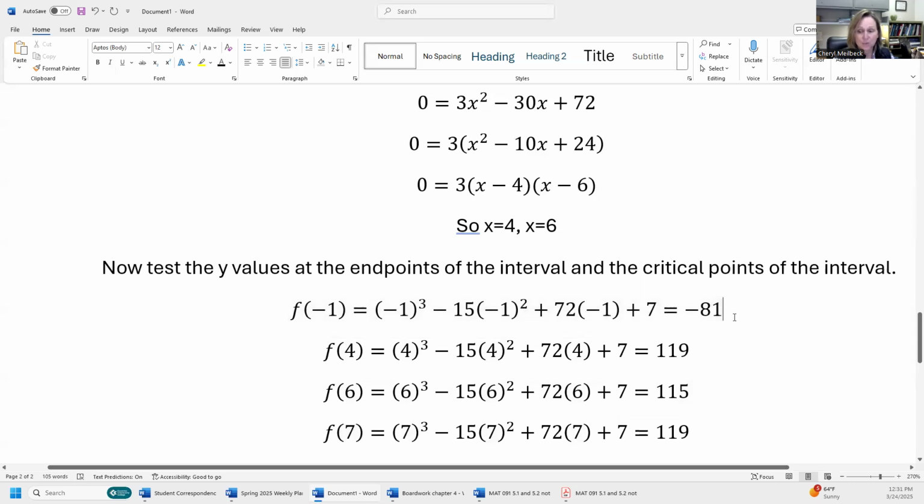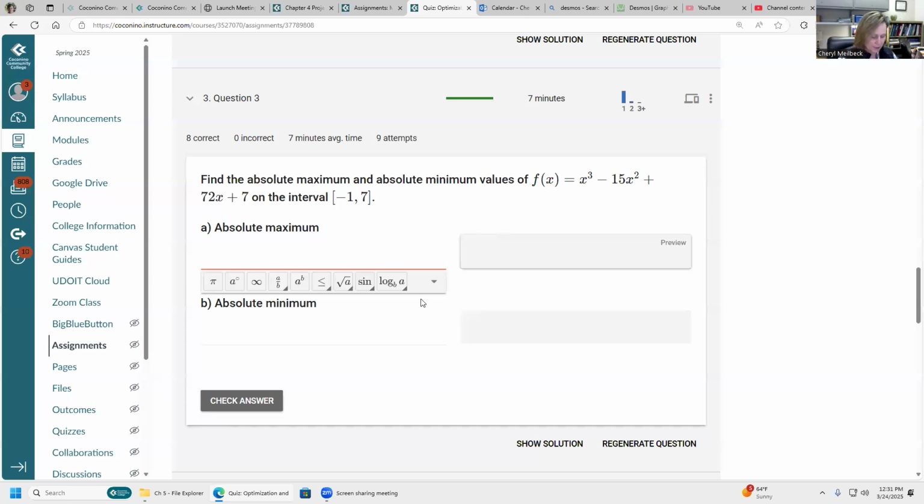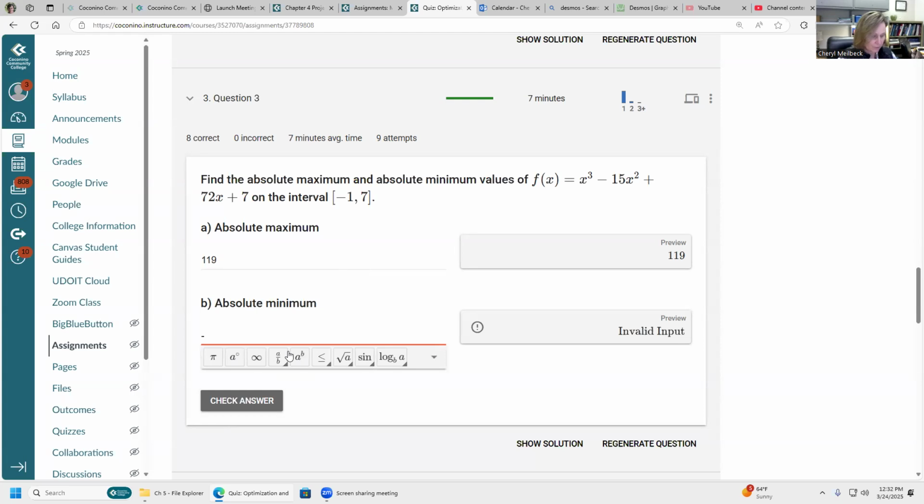So our absolute minimum on the interval is at x = -1, which is -81. And our absolute maximum on the interval is 119. So let's put that in here. The absolute maximum was 119, and the absolute minimum was -81.